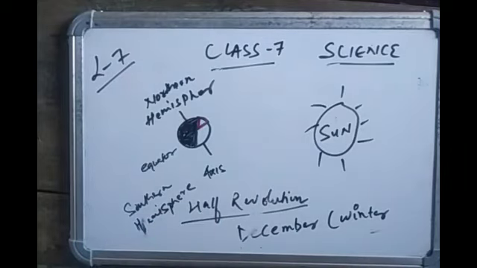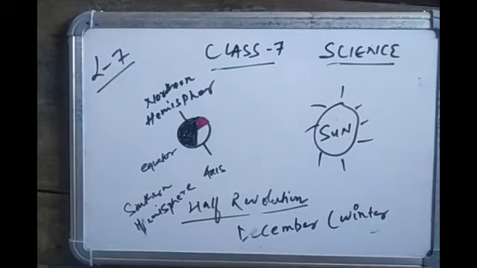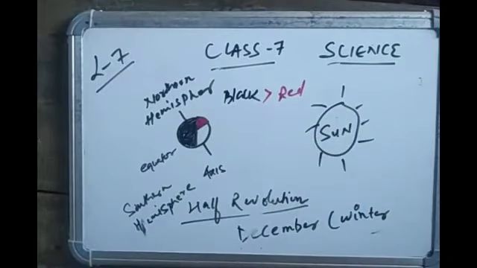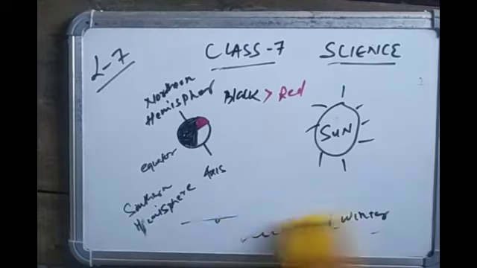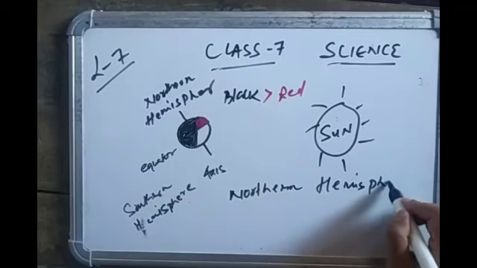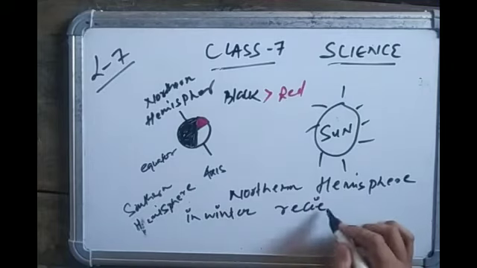How is the amount of light received in the northern hemisphere? So when you look at the northern hemisphere and compare the area highlighted by black to the area highlighted by red, you will find that the northern hemisphere in winter receives less sunlight.